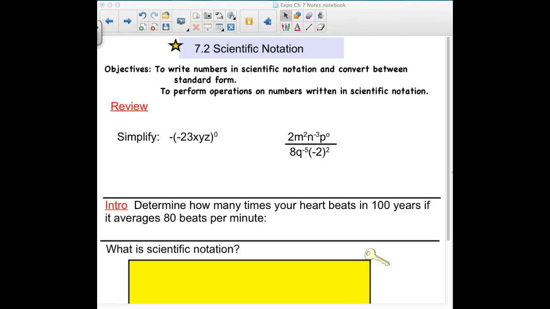All right, welcome back. We are looking at section 7.2 in exponential algebra, a review of scientific notation. I want you to take just a couple minutes here, pause the video, and try the two review questions. And when you have your answers, go ahead and turn the video back on.